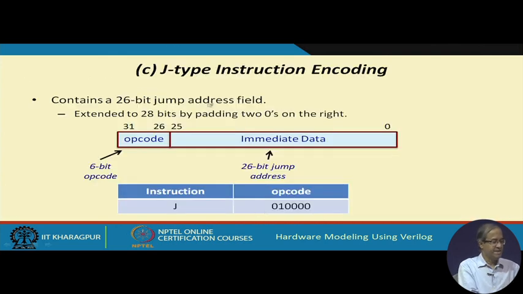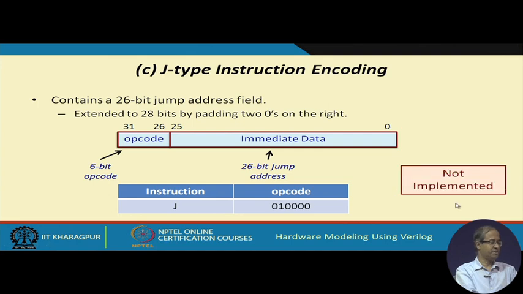fine. And the J type instruction that I had said that we are not implementing, but actually J type instruction looks like this. It consists of an opcode and a 26 bit immediate data. This is only for the jump instructions. So, here we have also assigned an opcode, but in the implementation we will not be using this. This is not implemented.